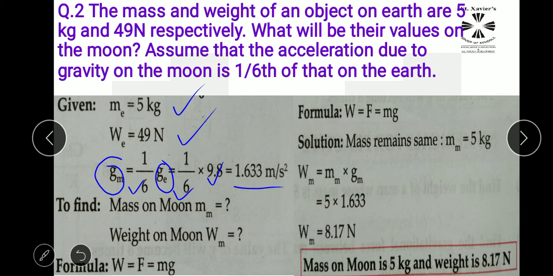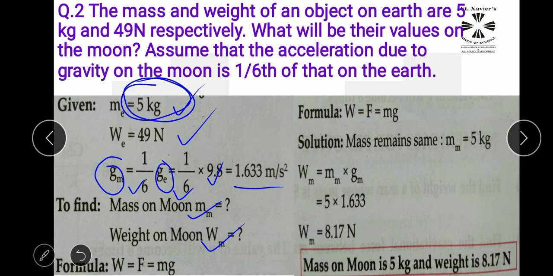Now what do we have to find? We have to find the mass on the moon and the weight on the moon. Students, first of all, mass is always constant, so mass will remain the same as it is on Earth. On the moon also the mass will remain the same, it is 5 kg only. So mass on Earth and mass on the moon will remain the same. Why? Because mass is always constant, mass does not change.